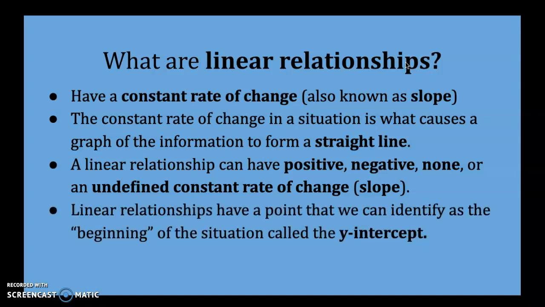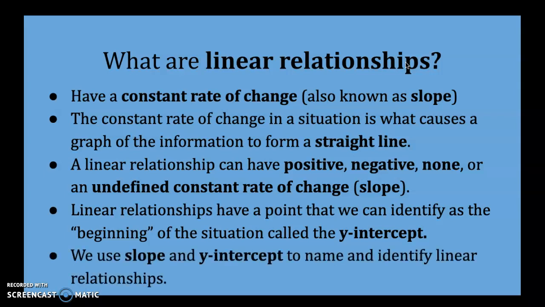Now, linear relationships have a specific point that we can identify on a graph, which would also, in a situation, be like the beginning of the situation, and we call that the y-intercept. On a graph, it's literally where the line crosses the y-axis, and you'll see that again when we're focusing on graphs. We use the slope of the linear relationship, that constant rate of change, and the beginning, or the y-intercept, to name or describe our situation and identify that linear relationship. That's how us math people tell people, here, this is how much I'm making each month, or whatever it might be. And you can write it as an equation.